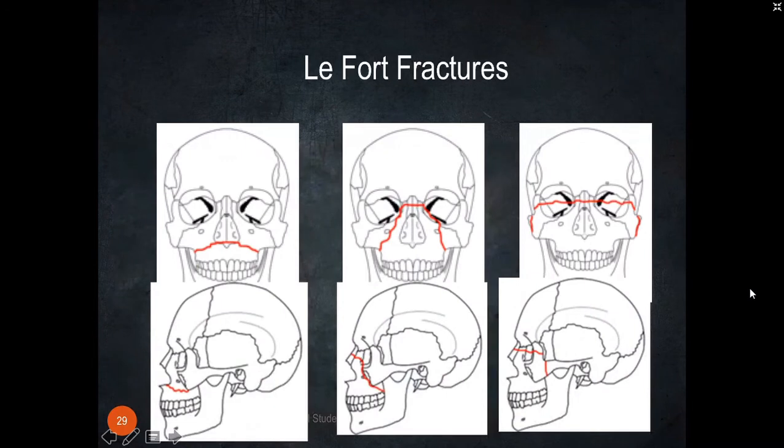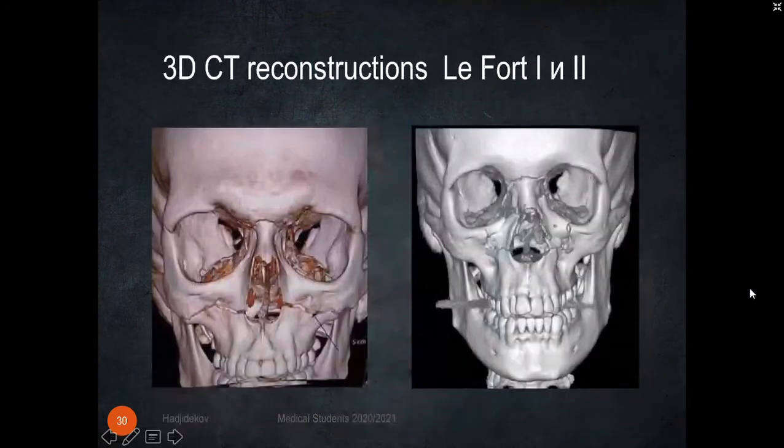So the fractures in the region of the face and the skull are classified by the so-called Le Fort classification. You can check it on the internet, the different types of the Le Fort fractures. Le Fort 1 affects only the maxilla. Le Fort 2 affects the maxilla and the middle part of the orbita, and Le Fort 3 involves the lateral part of the orbita and also affects the zygomatic bone. So this is a Le Fort 1 fracture.